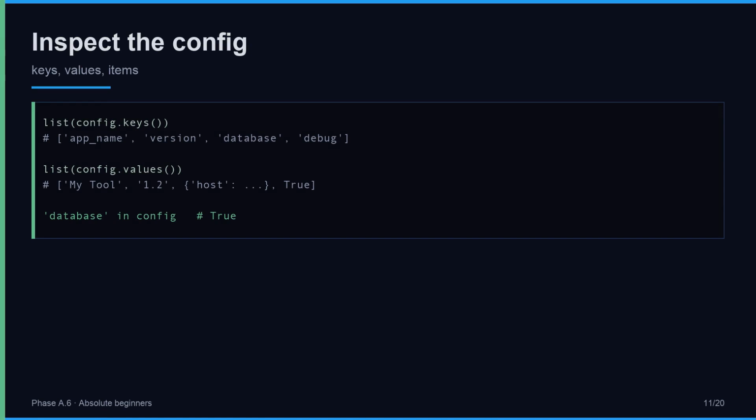Keys gives you every top-level key. Values gives you every top-level value. Items gives you key value pairs together. And the in keyword checks whether a key exists. These 4 tools are how you explore an unfamiliar config: print the keys, see what is there, then reach for the values you care about. Great for debugging when a config does not behave the way you expect.